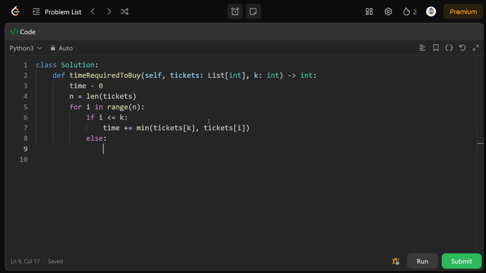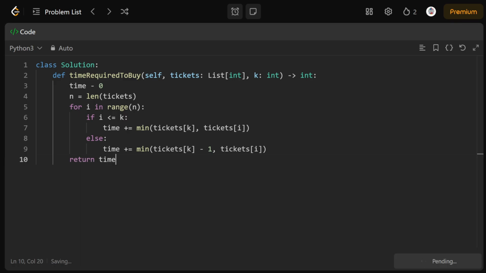If this is not the case, like the person coming after the kth index, I need to do time plus equals the minimum of both, but this time I'll take one less. I'll iterate over this array and say you can buy one less than the kth person, because if this becomes 0 at one time, you cannot reduce your size. The minimum of this will get reduced from your size and be counted as time. At last I'll return my time.